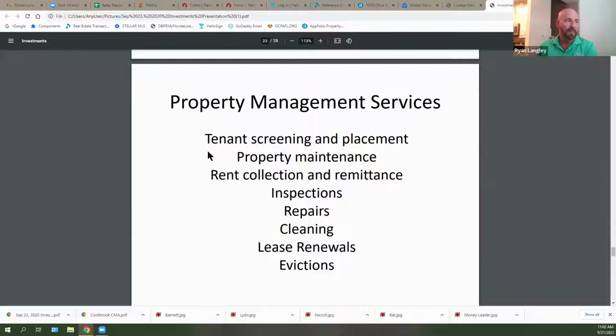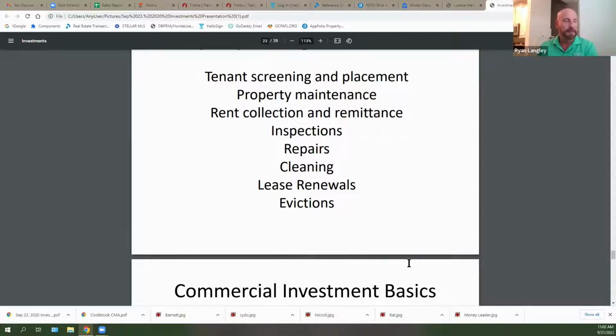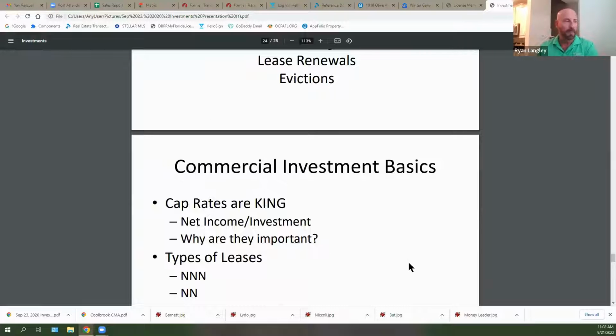But property management service: tenant screening and placement, property maintenance, rent collection and remittance, inspections, repairs, cleaning, lease renewals, evictions, all that stuff that people don't know a lot about. So I'm not telling you to sell people on management services or not, but just make sure that they're aware of everything that they need to do if you've got a green investor. When I say green, I don't mean environmentally friendly, I mean new.